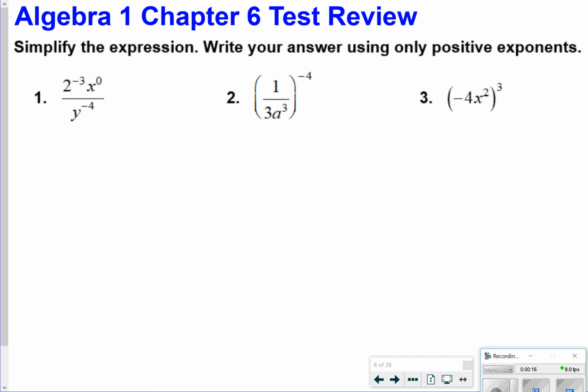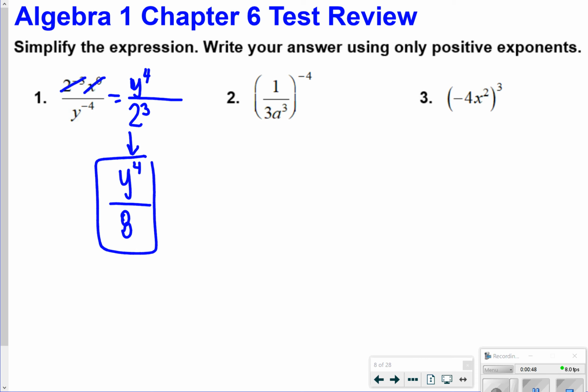So remember what we can do here is maybe write a fraction and then determine where the new things will go. I know that 2 to the negative third power needs to go on the bottom to make it a positive exponent. X to the 0 is just going to cancel out and give you 1, so you really don't have to write that. And then y to the negative fourth power is going to need to go up at the top. So you can say y to the fourth over 2 to the third, but really 2 to the third can be simplified even more. So you're still going to keep y to the fourth on top, but 2 to the third is equal to 8.